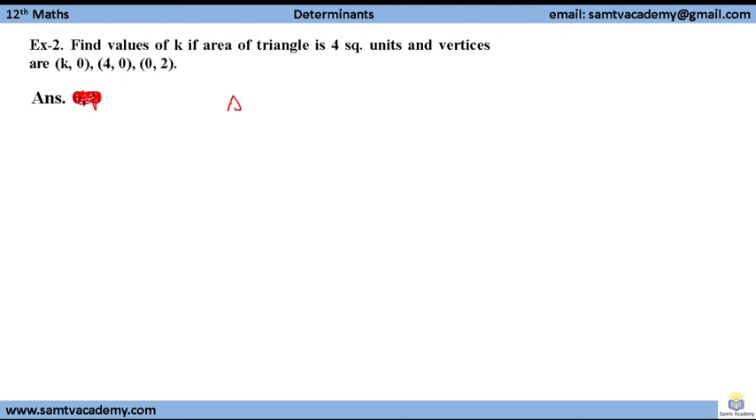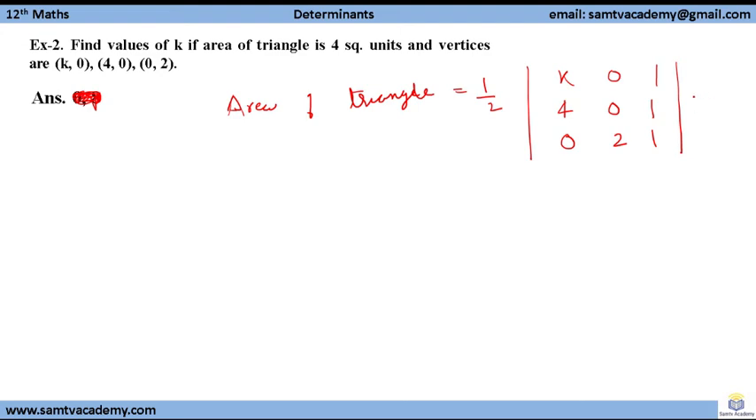So first we will write the area of a triangle is equal to 1 by 2, and we will write it using coordinates. So this will be k 0 1, 4 0 1 and 0 2 1. And what I have told is that when you need to find the area with coordinates, you have to take plus and minus sign both, plus minus 4. So now we will solve this.